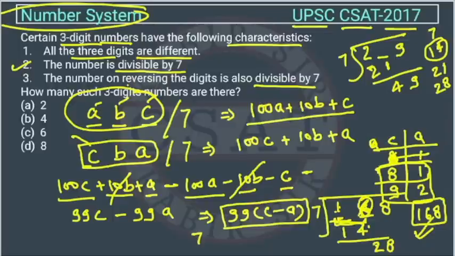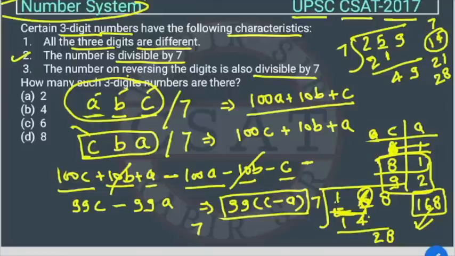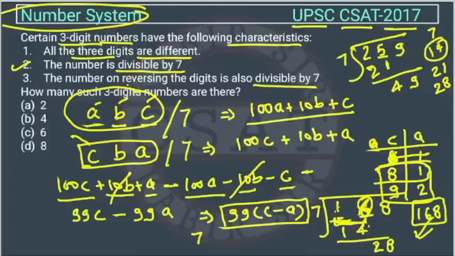So what should be the number here? It should be 5. Then only we can get 5 minus 1, 4, right? So this 49 will go completely. So the other number is 259, right? So the other number is 259.